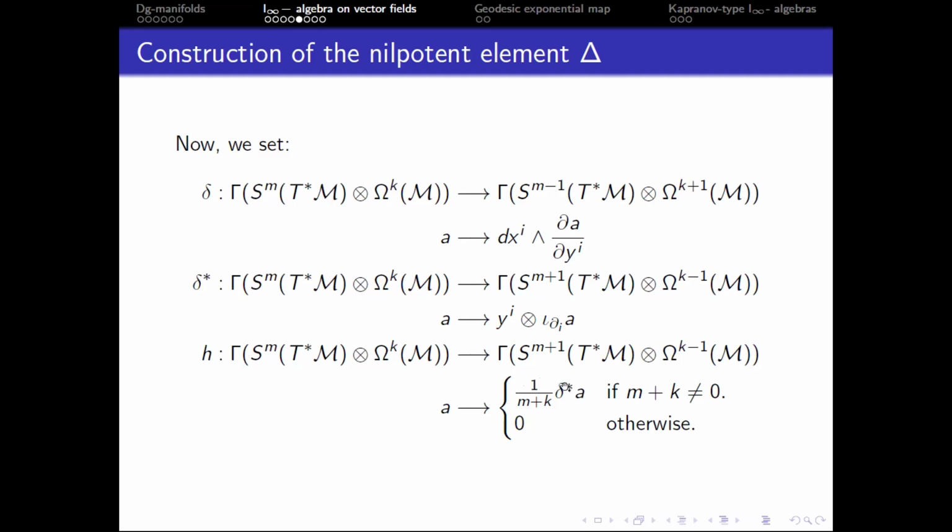Okay, and in case that I take something which is just of degree (0, 0), I just define h as 0. I don't know if you have questions here. I hope it's clear enough.